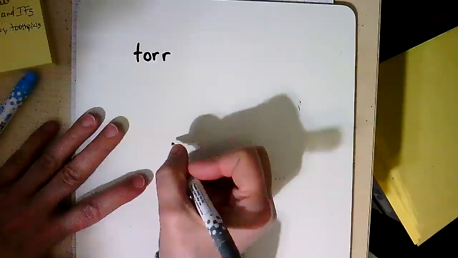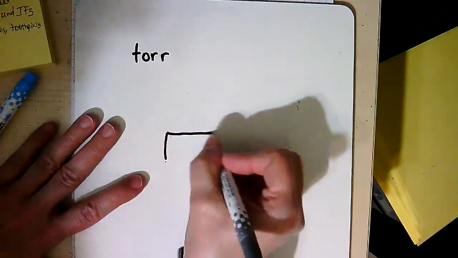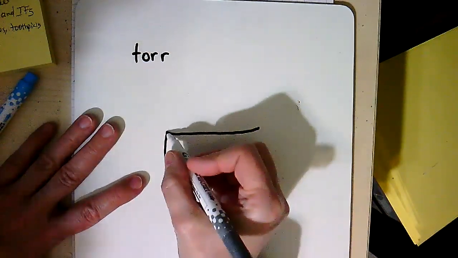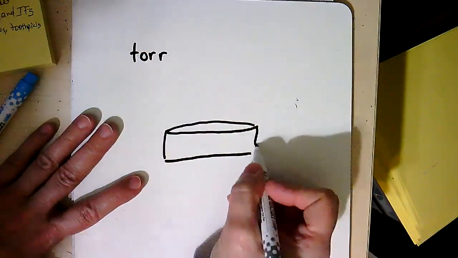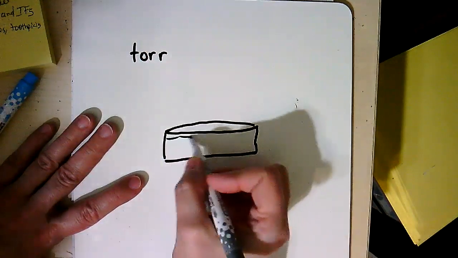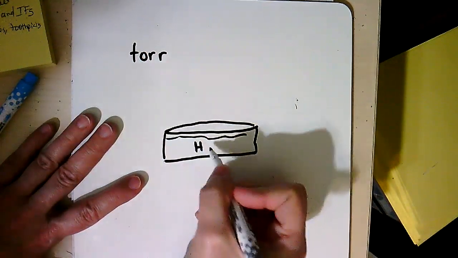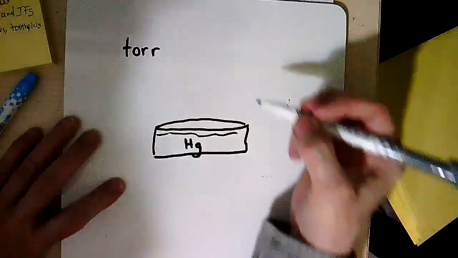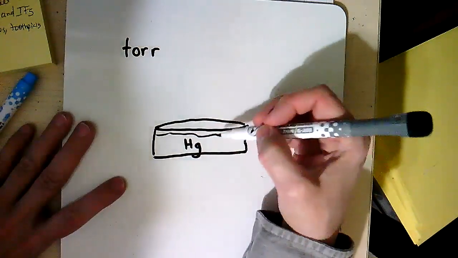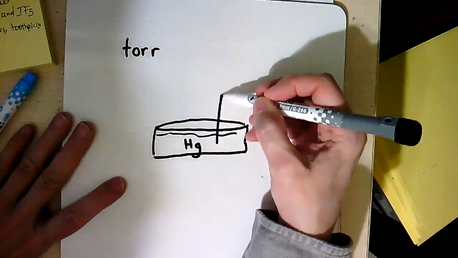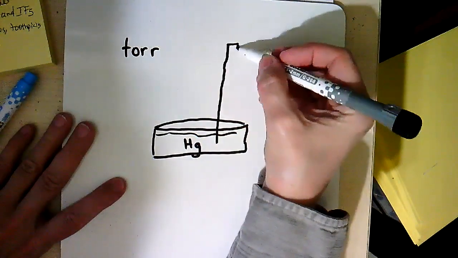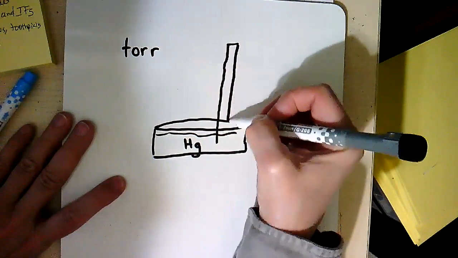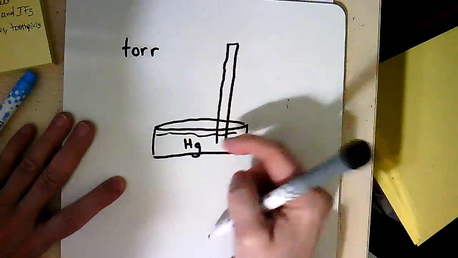So what he did was he had a big container, sort of like a dish, and into this dish he put a pool of mercury. Then he took a glass rod and he inverted it, and it was also filled with mercury.